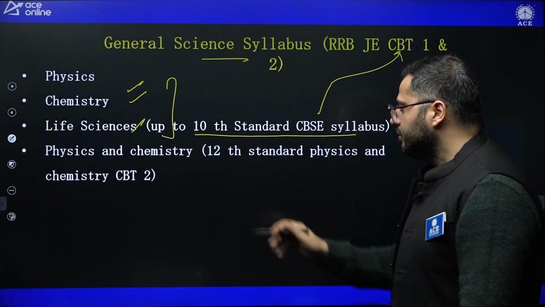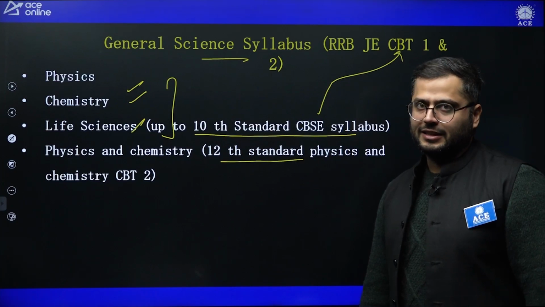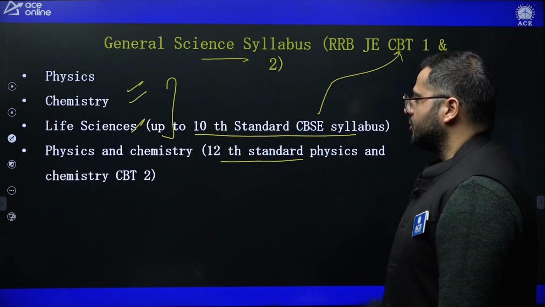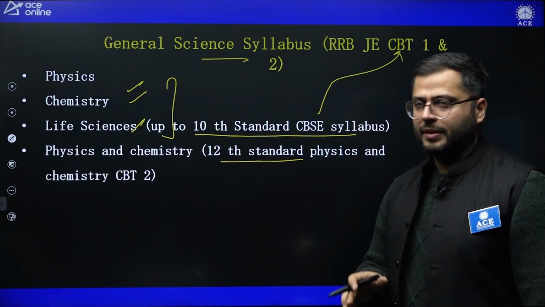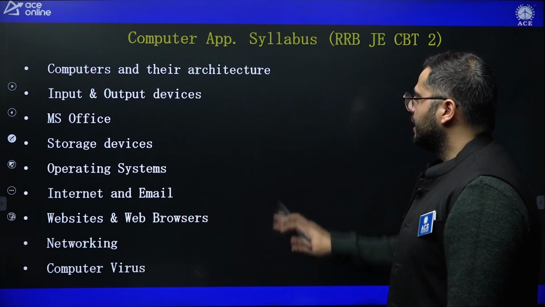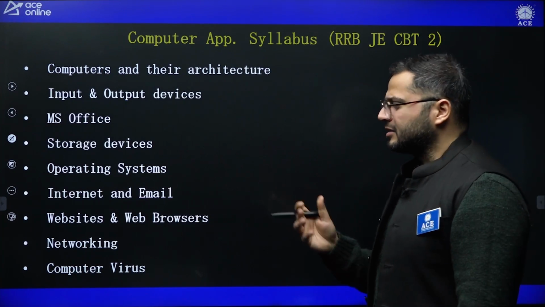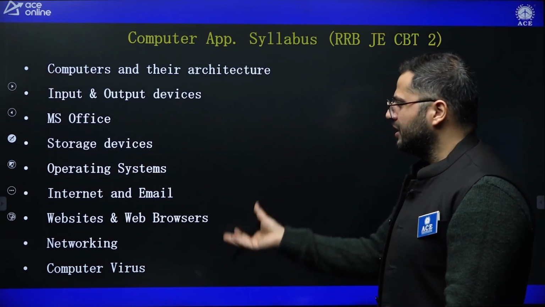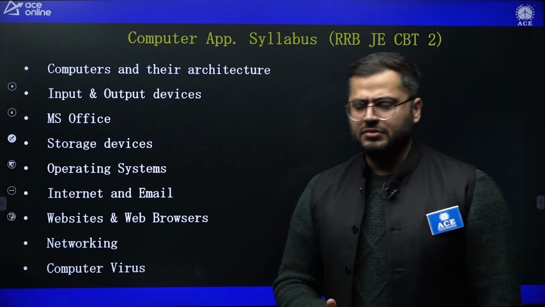And in CBT 2, physics and chemistry of 12th standard are to be covered, right? So this is the difference in physics, chemistry and general science topics between CBT 1 and CBT 2. After this, the computer application syllabus, very simple, right? I guess most of the students know all this. Nothing extra is required to be studied by you.